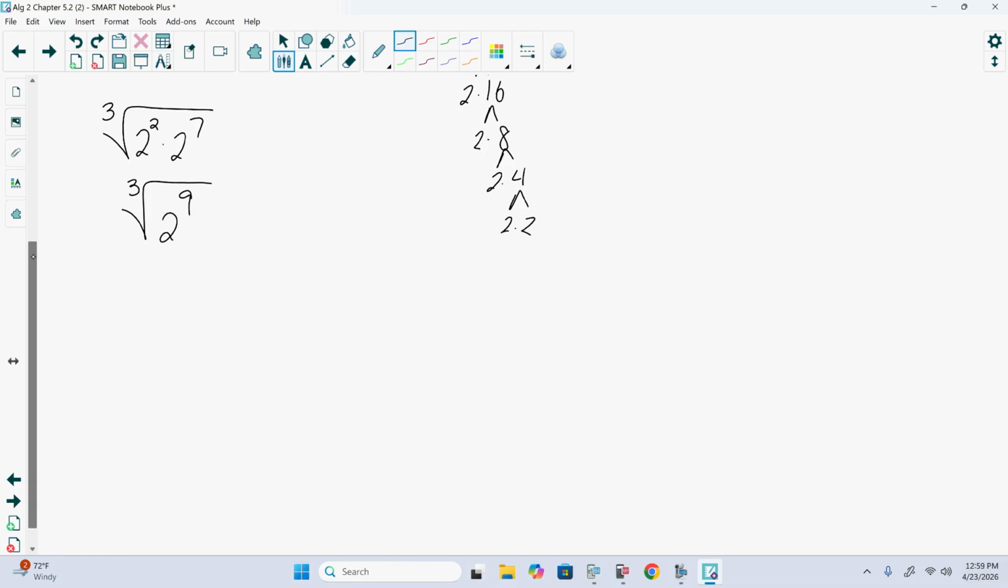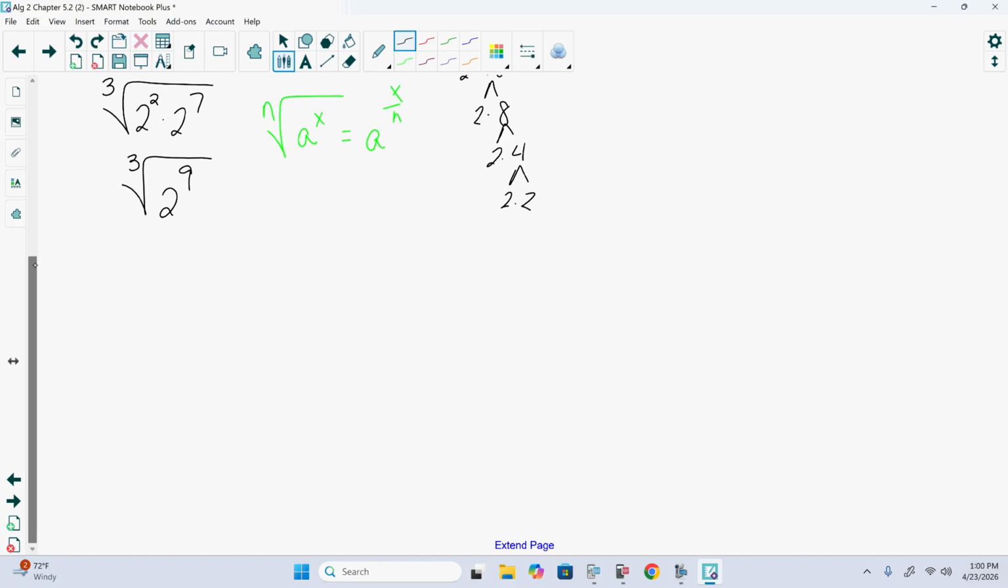3. Now, nth root of a to the x is equal to a to the x over n. So if I wanted to, it's kind of nicer to see it this way: this is the same as 2, where 9 would go on top because it's the exponent, and the root is 3. So we're saying the cube root of 2 to the 9th is the same as 2 to the 9 thirds. 9 divided by 3 is 3. And 2 to the third is indeed 8.